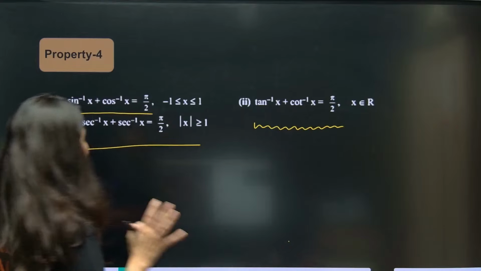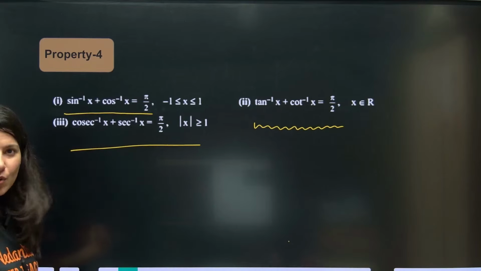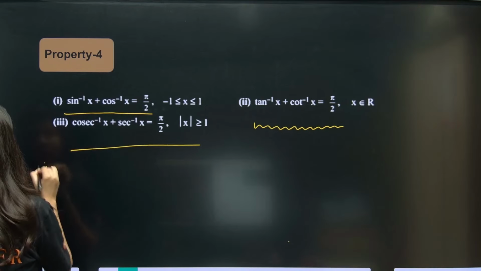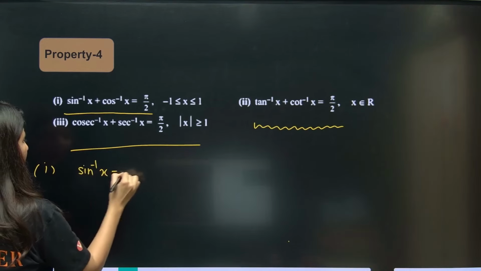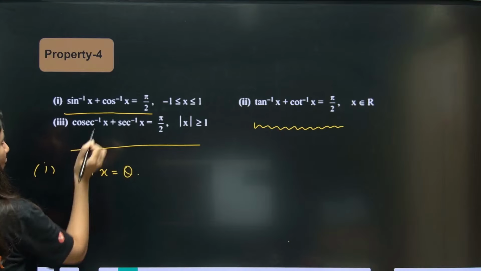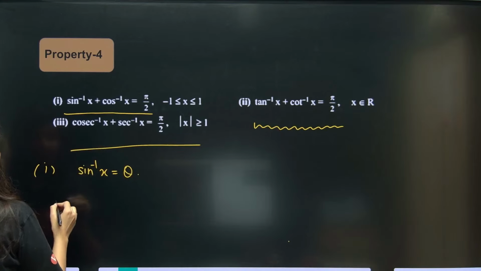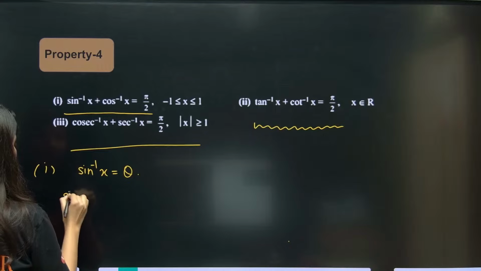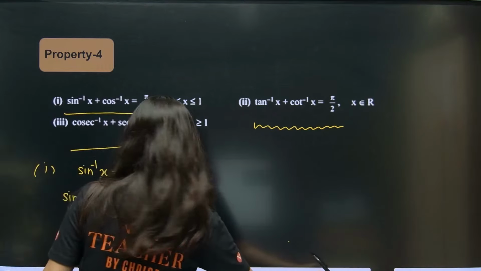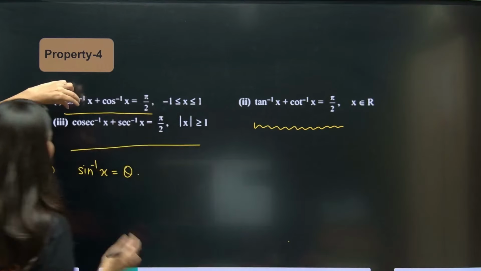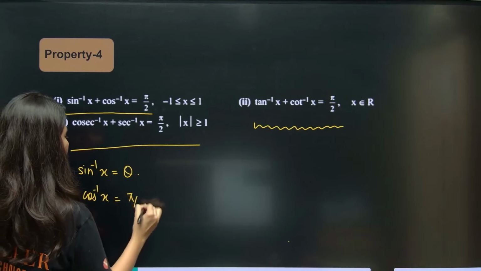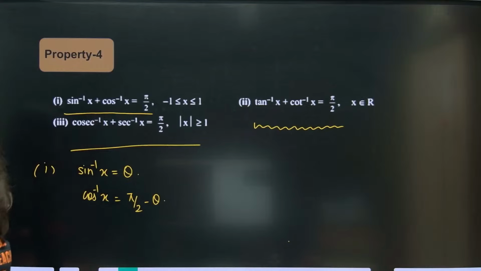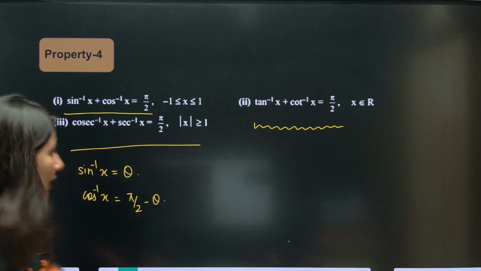So let me prove one such property. Which property do you want me to prove? First property I'll prove. Okay. So sine inverse x, I am taking it as theta. Okay. So what will happen? Tell me. Ma'am, from here we can write, if this is your theta, so cos inverse x now will become pi by 2 minus theta. Yes or no? Okay.